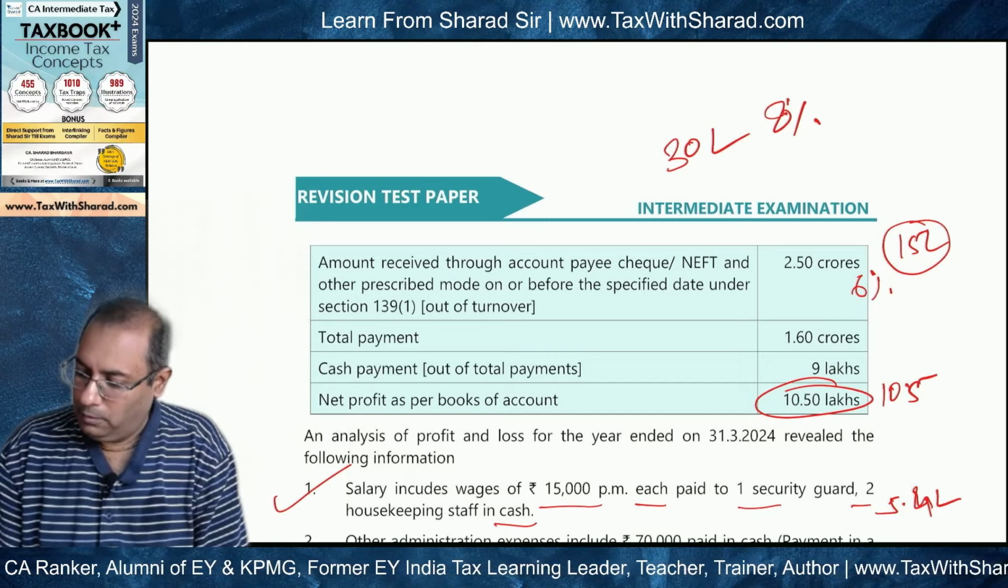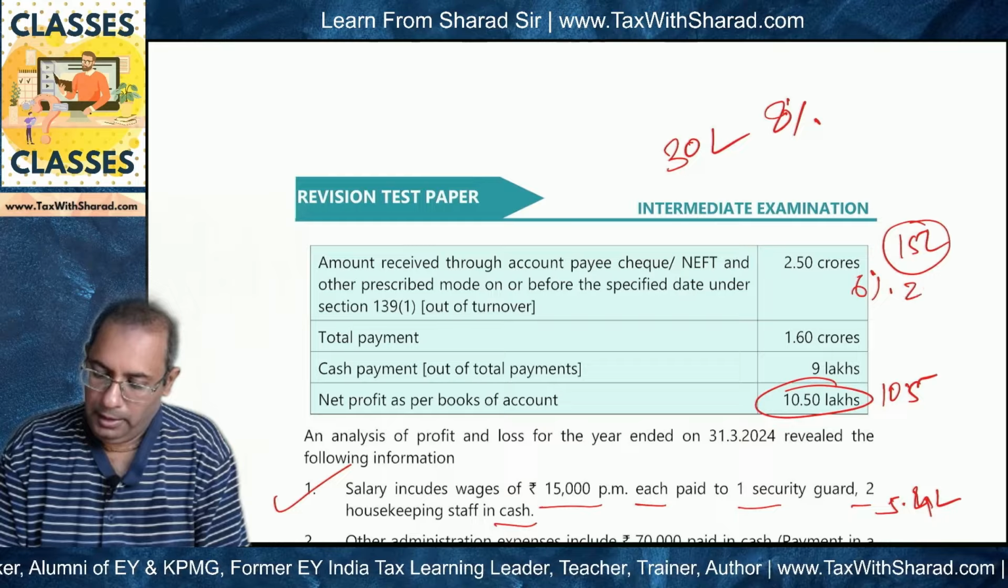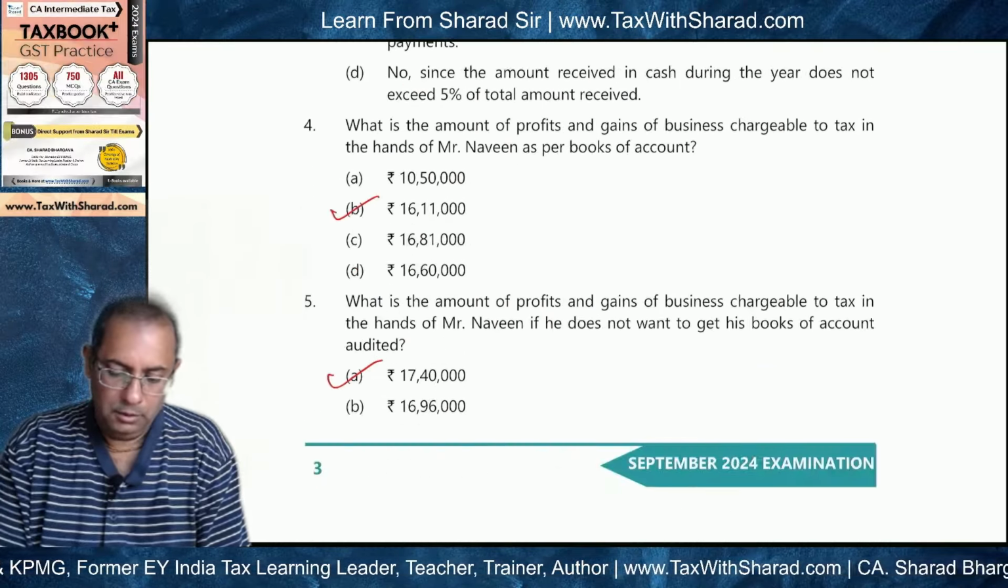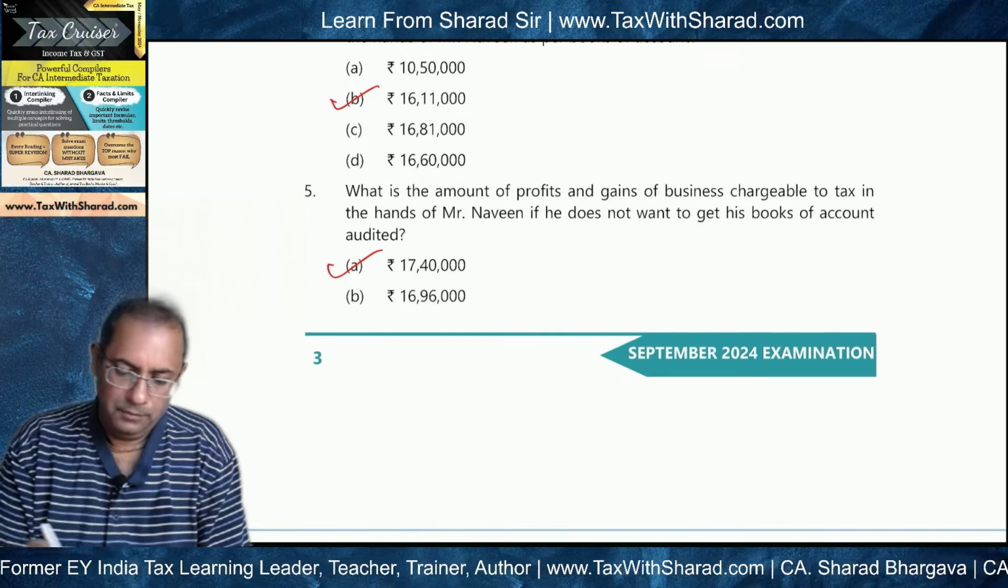30 lakh at 8% is 2 lakh 40,000. So we add 2.4 lakh here and this comes to 17 lakh 40,000. This should be the answer. See, this is the correct answer.